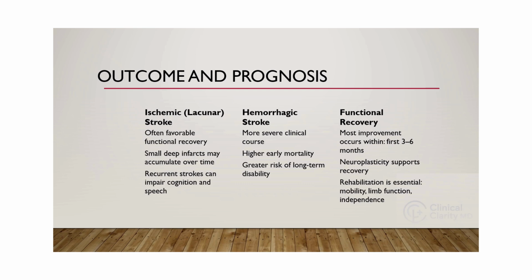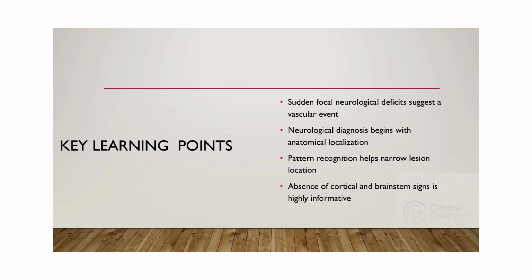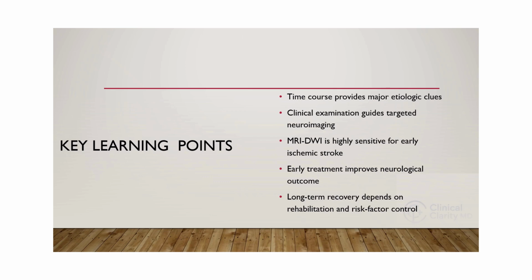Let us conclude by revisiting the key learning points from this case. Sudden focal neurological deficits should always raise strong suspicion for a vascular event. Neurological diagnosis begins with anatomical localization. Pattern recognition is central to clinical neurology. The absence of cortical and brainstem features can significantly narrow the differential diagnosis. The temporal pattern of disease also provides major etiologic clues. Clinical examination then guides targeted neuroimaging.